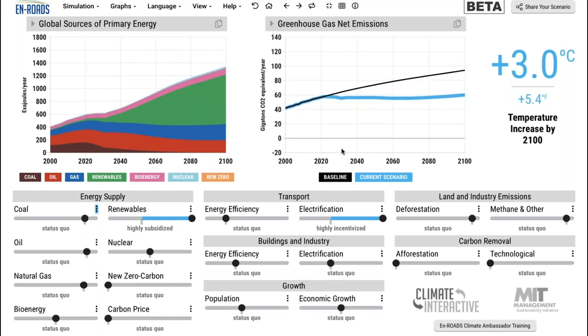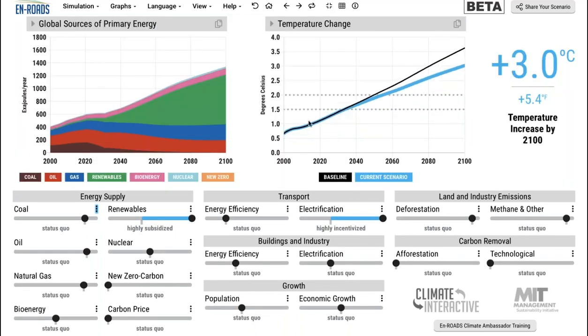So let me go back to our home graphs. And you notice here, with these few actions, with our cheap renewable energy, our phasing out of coal, and our electric cars and buses and everything, we have flattened emissions. So emissions are no longer growing. But one thing to note is that while our greenhouse gas emissions are flat, if I look at our temperature change, our temperature is still going up. Now think about that. Is that an expected dynamic? Why is temperature going up if our greenhouse gas emissions are flat? You would think maybe there might be something else here.